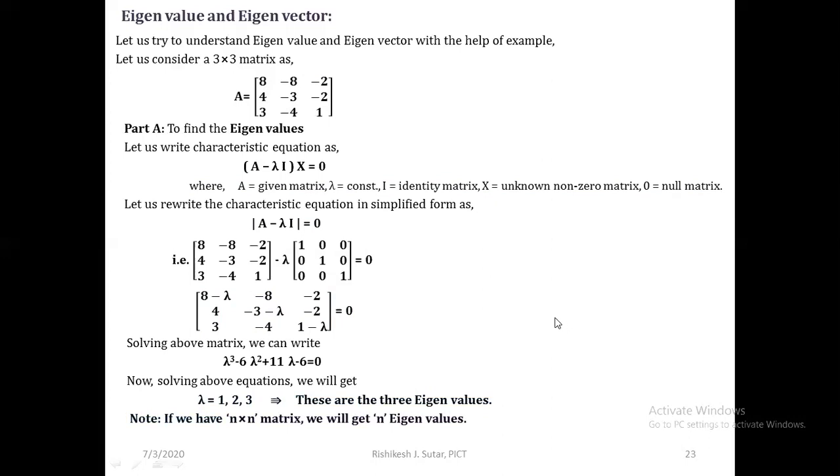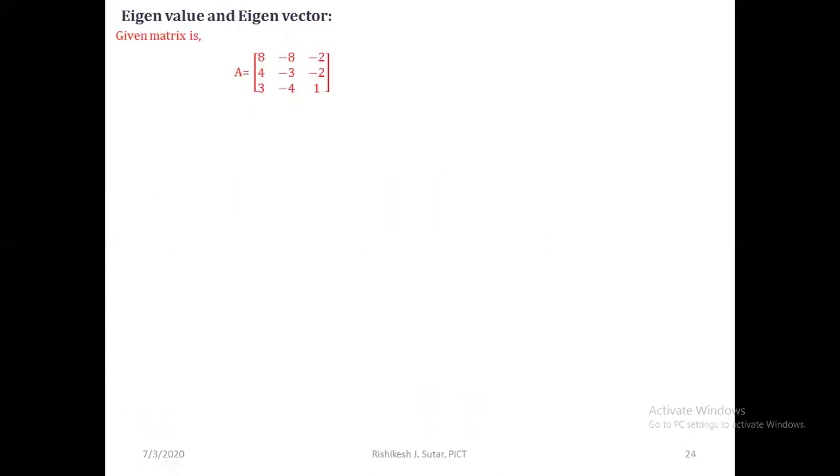The same I have written here. I have just brought this matrix here for quick reference. Now we have the second part, that is part B, to find the eigenvectors. Now we'll try to understand how to find the eigenvectors for the given matrix.